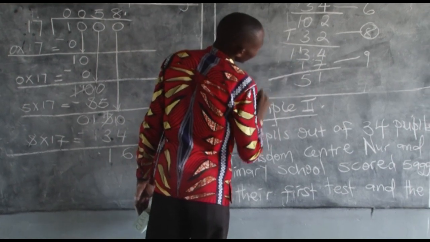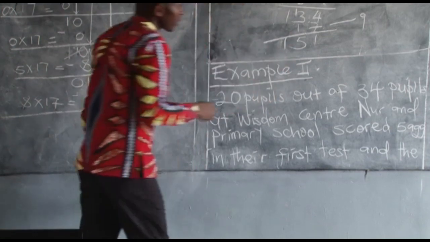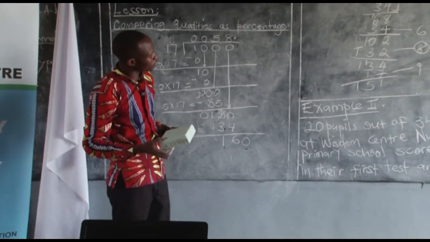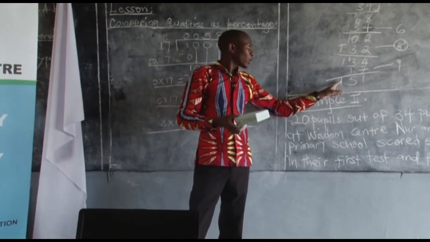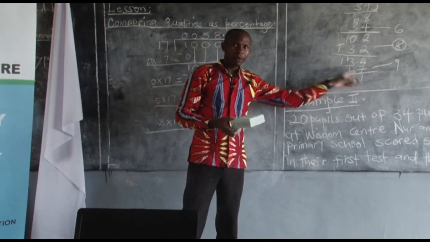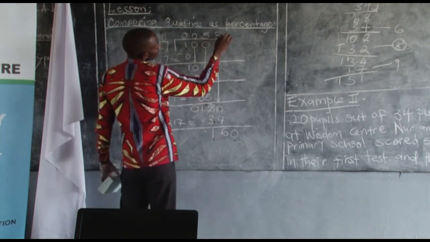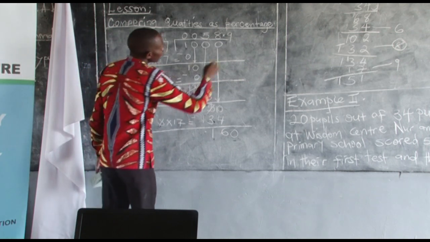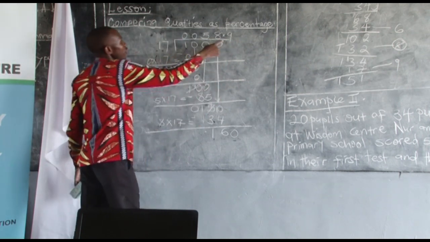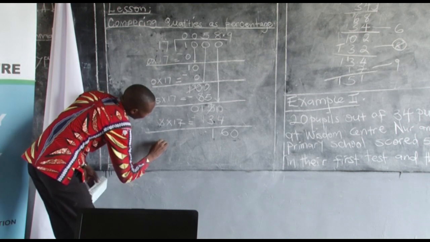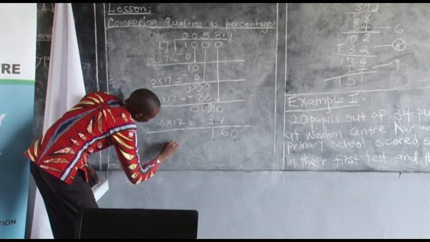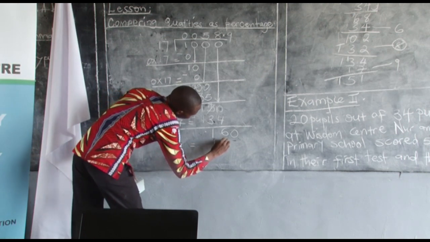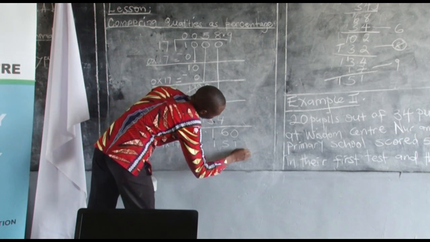Then 1 plus nothing, or plus 0, is equal to 1. So what are we having? We are having 9 groups. 9 groups is giving us 151. 9 groups. So we shall say 0.9. And when you come to 0.9, we shall say 9 times 17, which will give us 151.